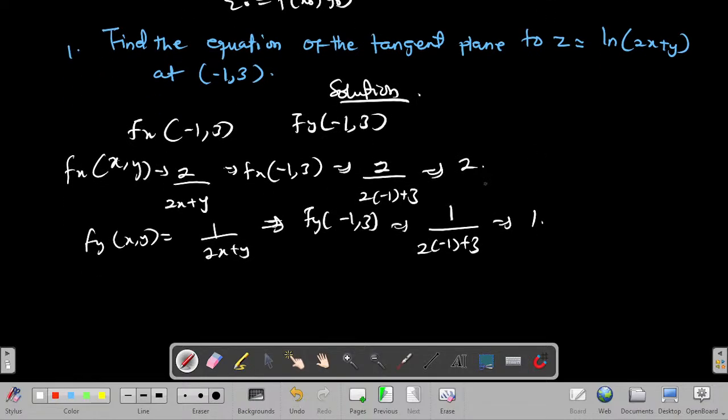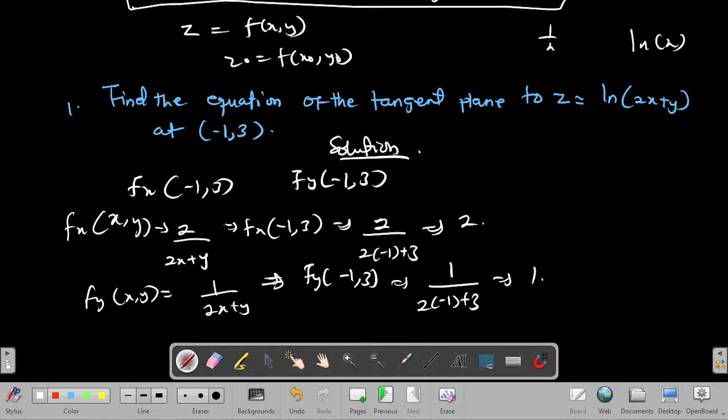Good. Then you realize that we needed what? Our z naught, which is f of x naught, y naught. So our z naught is equal to f of negative 1, 3. You put this one directly. So z becomes natural log of 2 times negative 1 plus 3. This is negative 2 plus 3, ln 1. What's the answer for ln 1? ln 1 is 0. So this gives us z naught equal to 0.